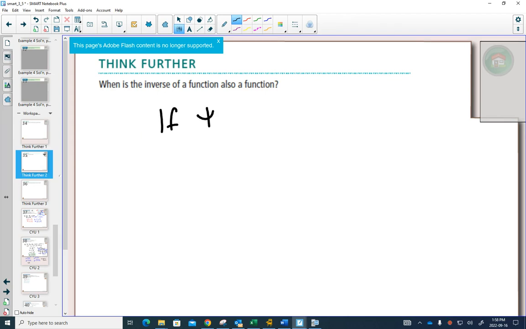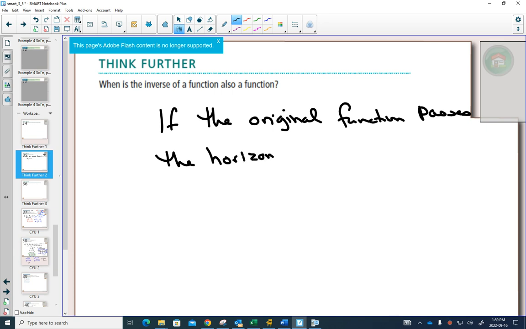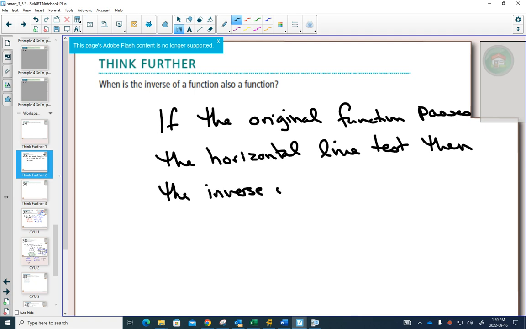If the original function passes the horizontal line test, then the inverse will also be a function.